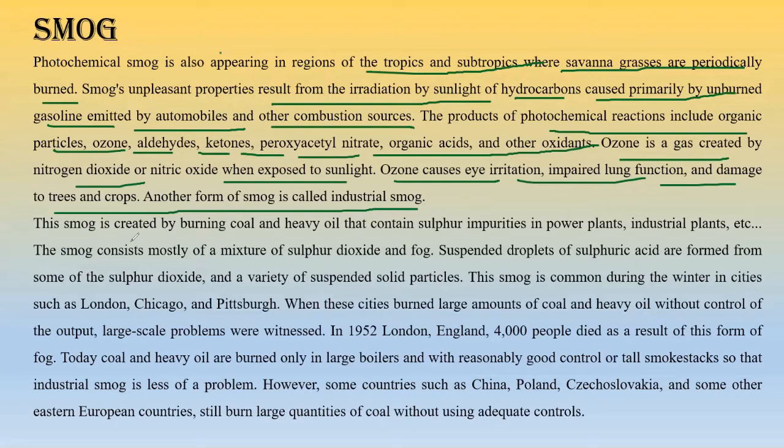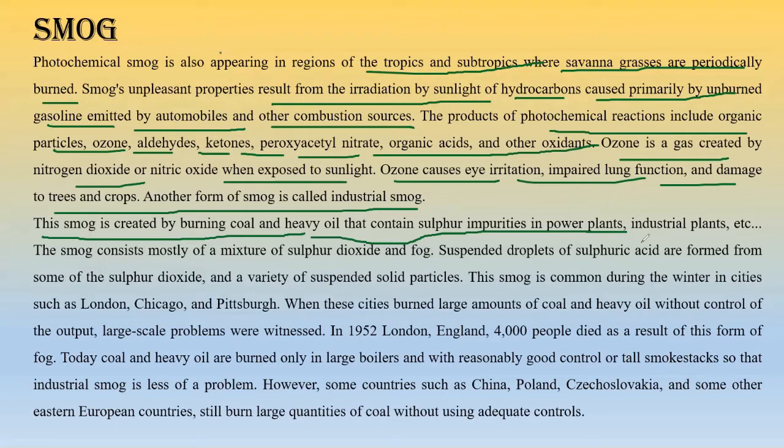Okay. Smog is created by burning coal and heavy oil that contain sulfur impurities in power plants. See, if nitrogen impurities are burnt, then one type of smog will be formed. If sulfur impurities are burnt, another type of smog will be formed. At this moment, I will not say what the type of smog will be. Let it be a suspense.